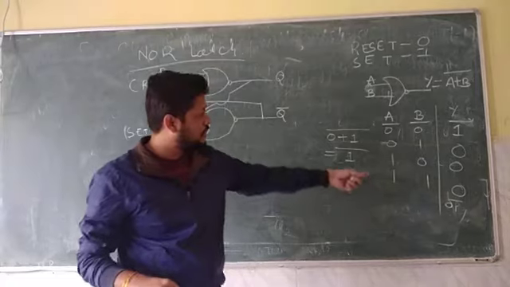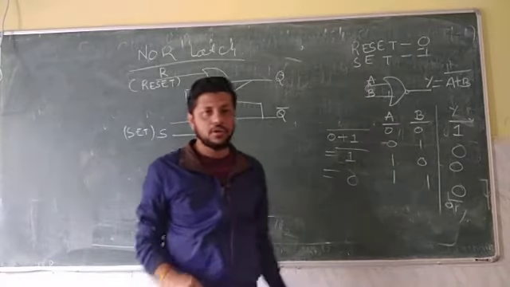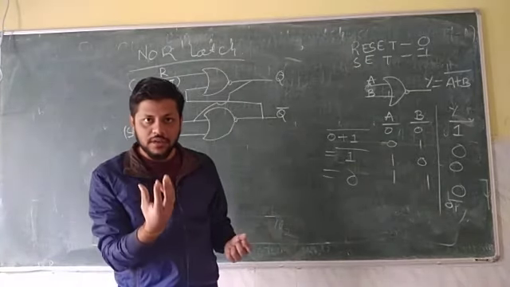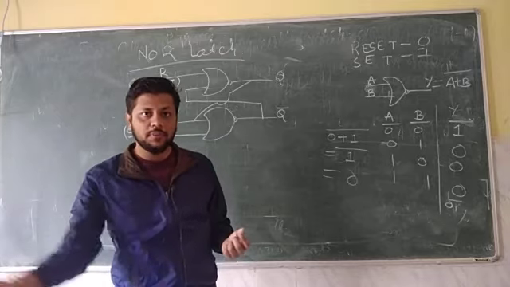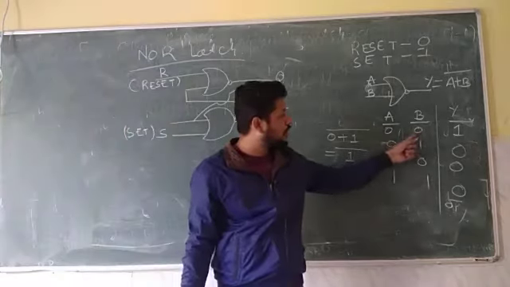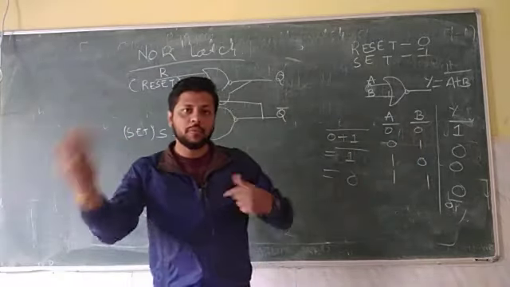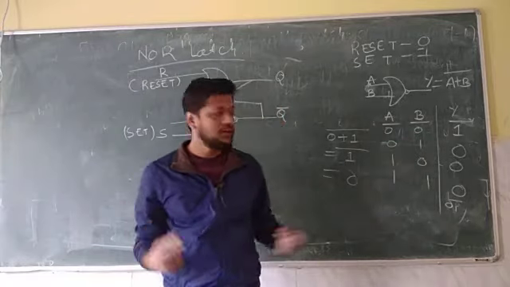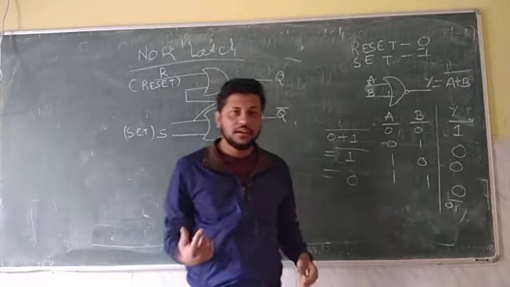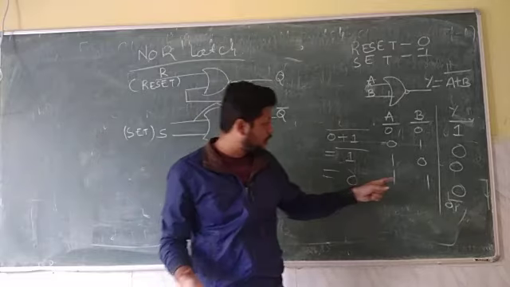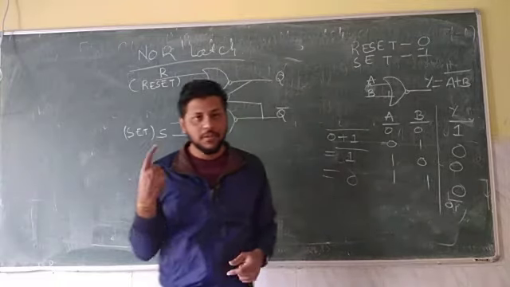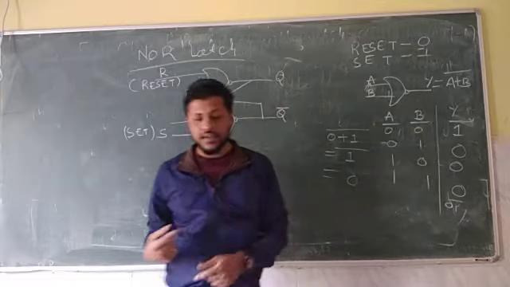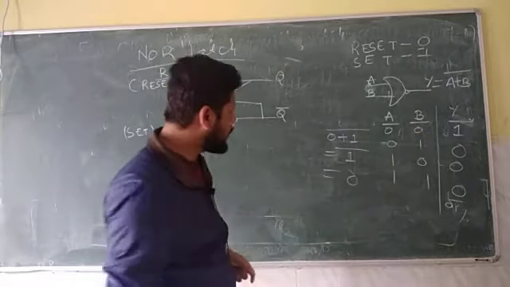I have already taught you about this NOR gate. NOR gate is nothing but first you calculate OR and then take its complement. So 0 OR 0 is always 0, and the complement of 0 is 1. In an OR gate, 0 OR 1 is 1, and 1 OR 0 is 1, so you take the complement, 0. And 1 OR 1 is 1, whose complement is 0. So in all other cases we will have output as 0.